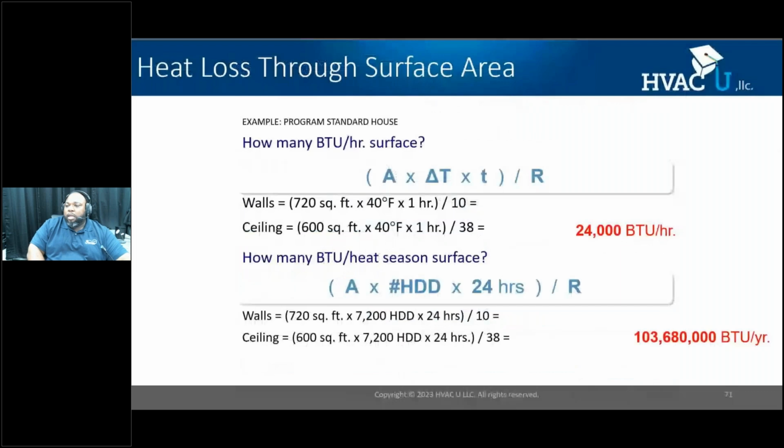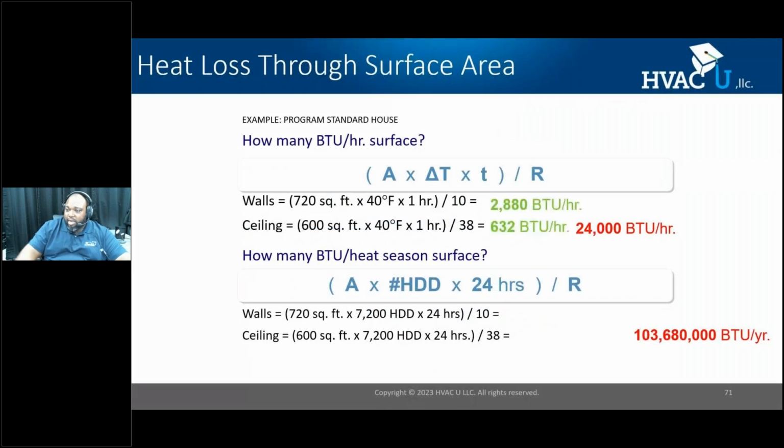Right? So that's not going to change our walls because we didn't change the walls. They're still 3.5 inches. But by going from R19 to R38, we went from initially with no insulation, 24,000 BTUs down to 632. A significant energy savings.